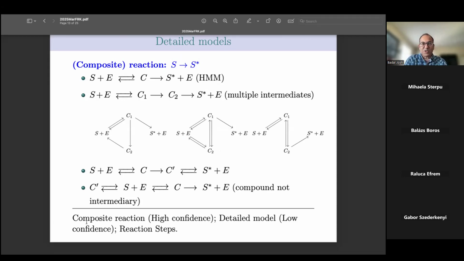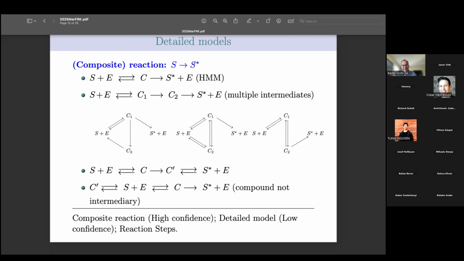And if all the substrate turns into this S star in the presence of the enzyme, then I know what the substrate is, I know what the product is, and I know what the enzyme is. If in absence of the enzyme, this reaction does not take place, then again, that tells me that that's the right enzyme.